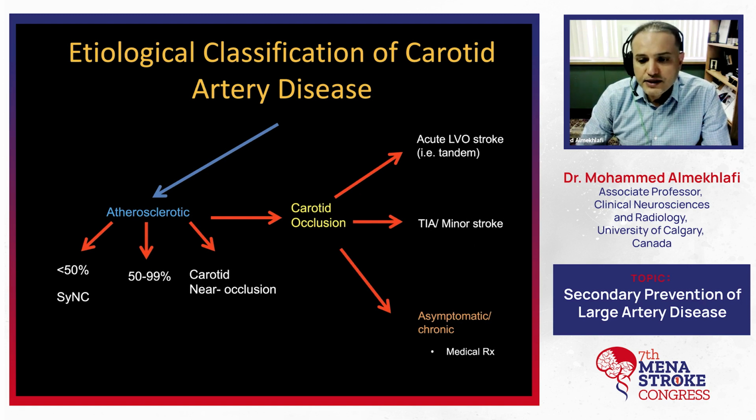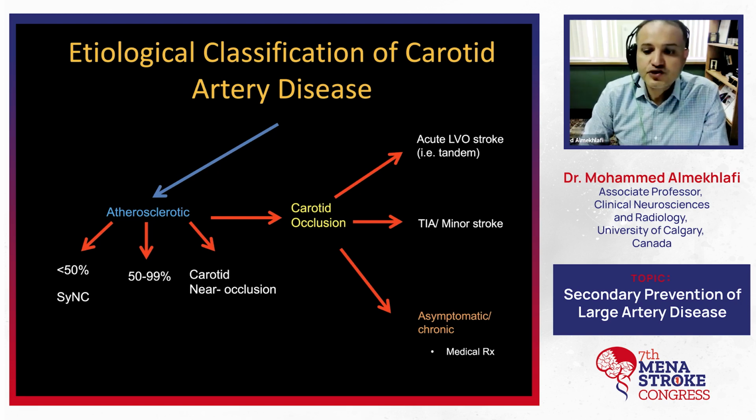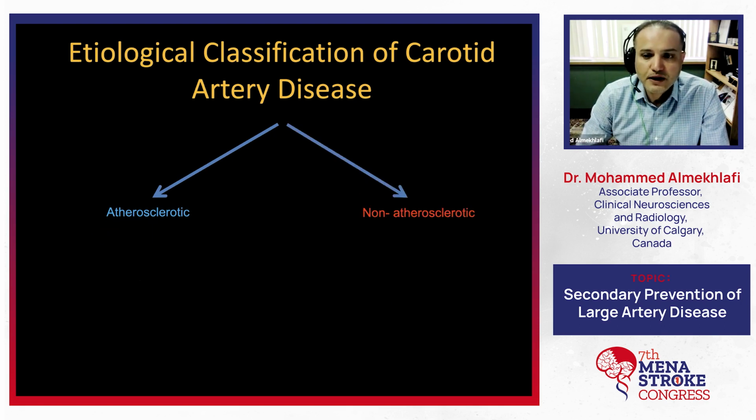The other entity is asymptomatic carotid occlusion, for example, if a patient was going for CABG and they happen to have a carotid ultrasound which shows ipsilateral or unilateral carotid occlusion. In those cases, usually medical treatment is all that is required, with control of blood pressure, vascular risk factors, lipid profile, and smoking cessation, etc.